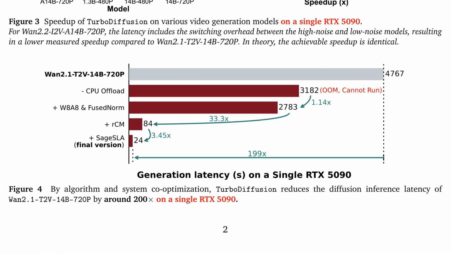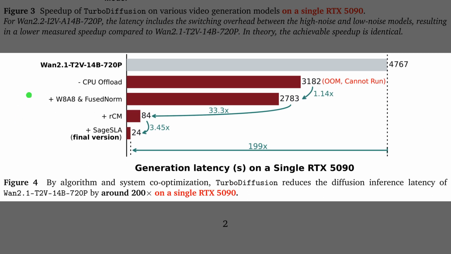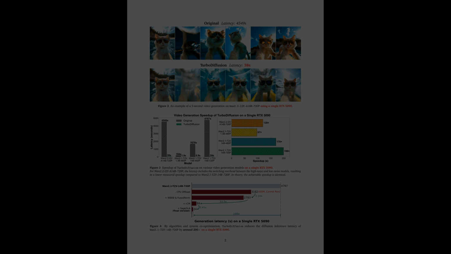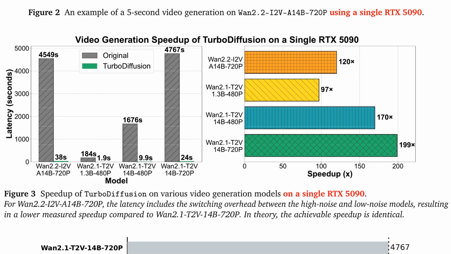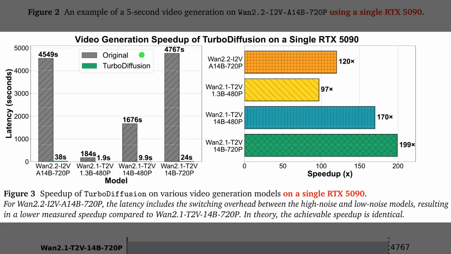Figure 4 shows how the big speedup comes from stacking several optimizations, not just one trick. The full bar chart tracks generation latency as the pipeline adds CPU offload, then W8A8 quantization and fused normalization, then RCM step distillation, and finally Sage SLA, which is sparse-linear attention that cuts attention compute by keeping only the most important connections. The largest drop happens when RCM slashes the sampling steps, and the final configuration reaches about 199 times speedup.